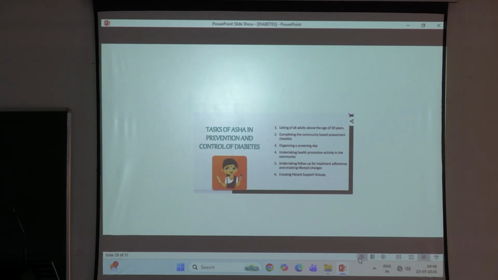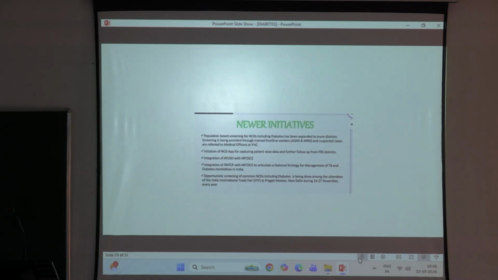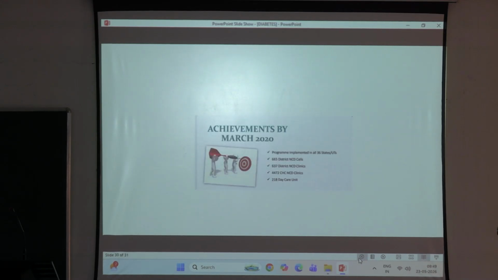What she does is list all patients above the age of 30 years, complete the card assessment checkup, organize a screening day, undertake health promotion activity, undertake follow-up, and also create patient support groups. So I have got diabetes, somebody else has got diabetes, so you can sit and chat and explain what your problems are, their problems. So creating patient support groups. Okay. So some more new initiatives have come up, like the NCD app and all, and we have NCD clinics in various places. So these are the various things which we have achieved.